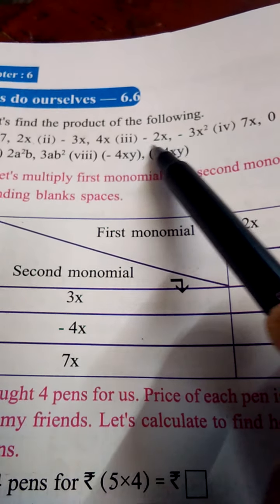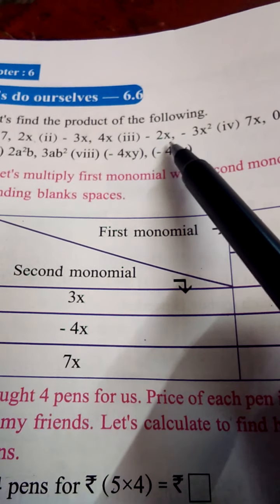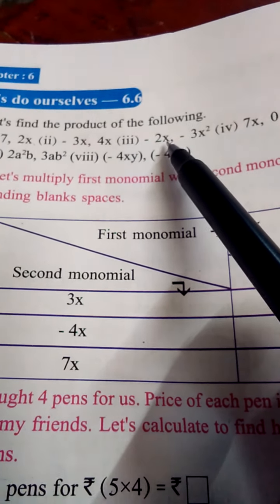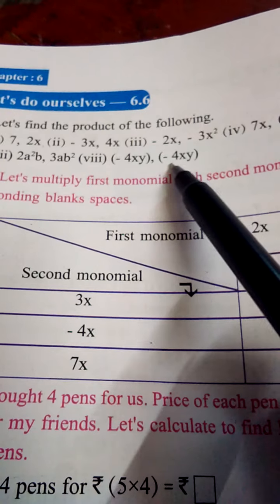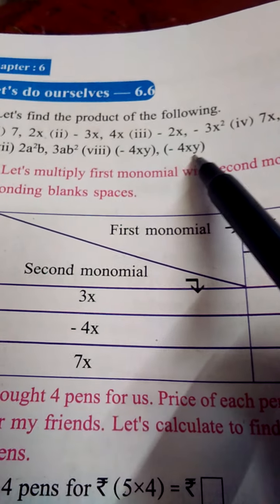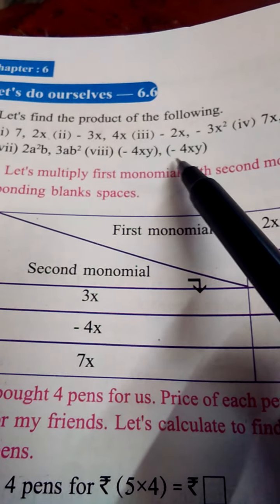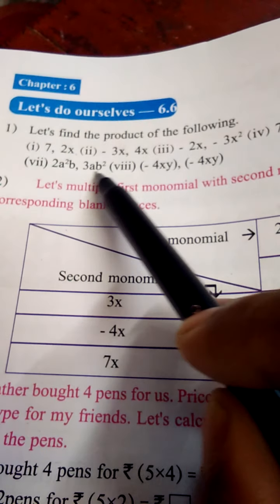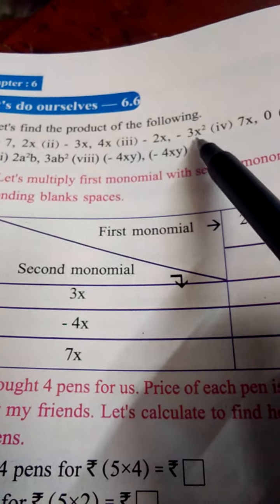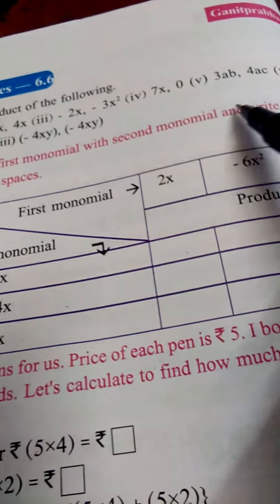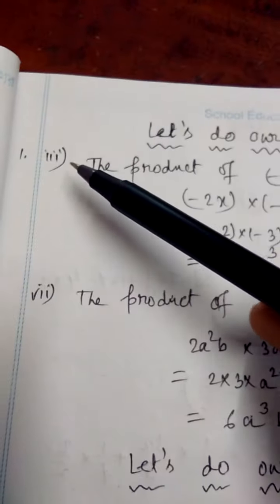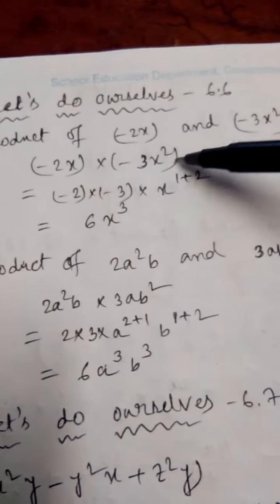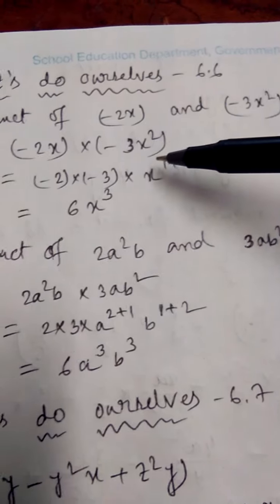Here a single term is present, minus 2x, so this algebraic expression is called a monomial. Here a single term is present in the algebraic expression, so it is called a monomial. All these are monomials. We have to find the product of these monomials. See problem number 3, part 1. The product of minus 2x and minus 3x square is minus 2x into minus 3x square.